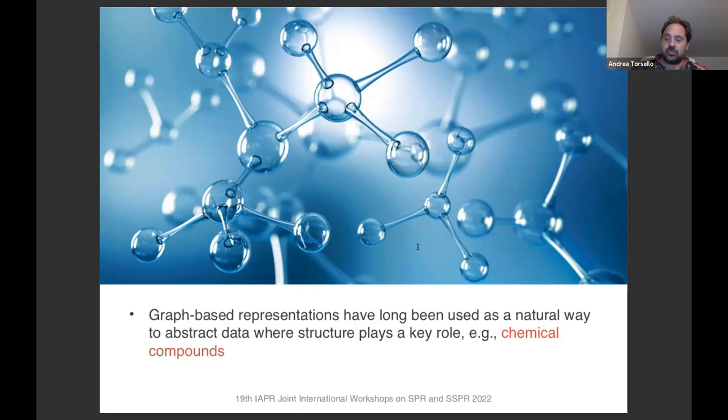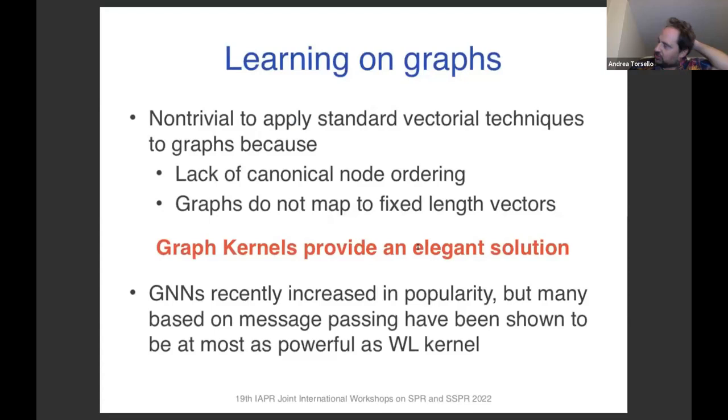Since we have this natural representation, we also want to be able to do learning on it. And of course, we have been trying to do that, with varying degrees of success, for over 50 years. We've been doing structural pattern recognition for over 50 years now. But it's still not as straightforward and obvious an approach as we would have with vectorial data, because we have some problems with lacking structure when we have graphs. First of all, we lack a canonical ordering of the nodes, and we have a variable number of nodes, so graphs simply cannot be easily or directly mapped into fixed-length vectors.